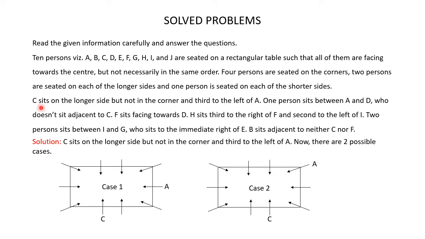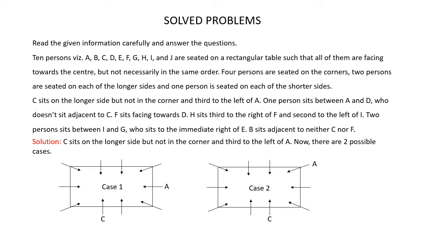C sits on the longer side but not in the corner and third to the left of A. One person sits between A and D who doesn't sit adjacent to C. F sits facing towards D. H sits third to the right of F and second to the left of I. Two persons sit between I and G who sits to the immediate right of E. B sits adjacent to neither C nor F.